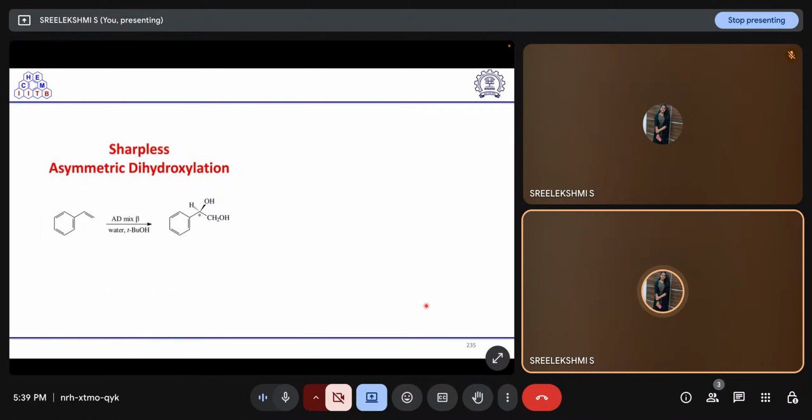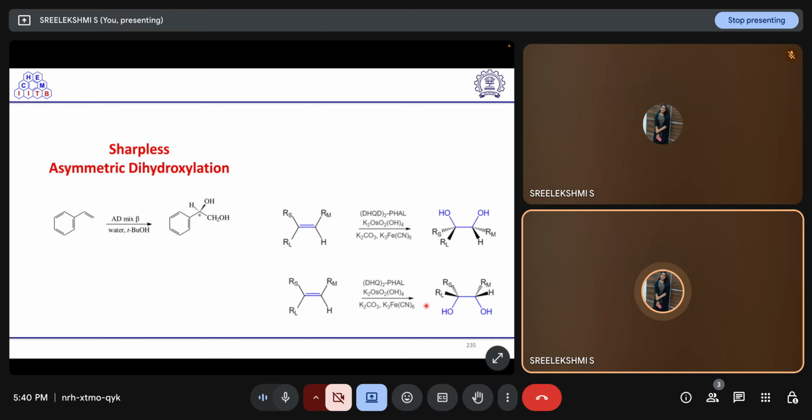Now the next reaction is Sharpless asymmetric dihydroxylation, where this alkene is converted into a diol by AD-mix alpha or beta, water and tert-butanol. This can be done in a stereoselective way, that is the speciality. Depending on which compound we are using, we can change the stereochemistry of the diol formed. Either we can use (DHQD)2PHAL or (DHQ)2PHAL.